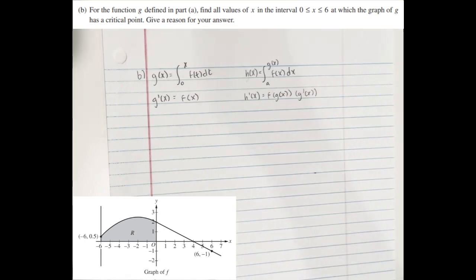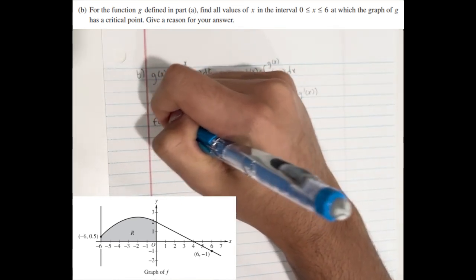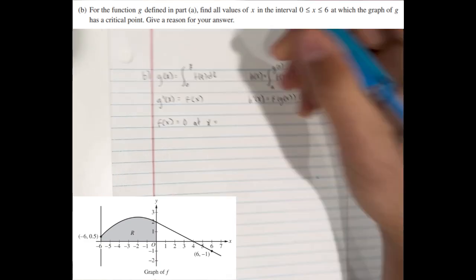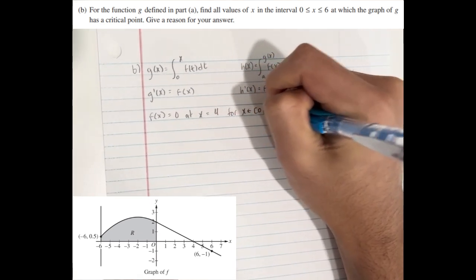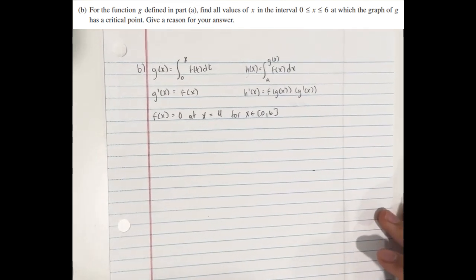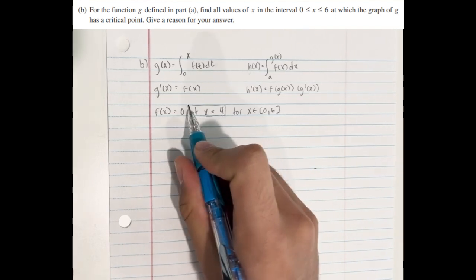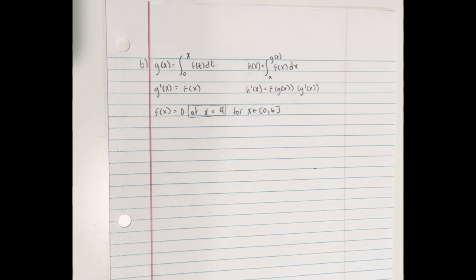And remember that we have a critical point when the derivative is equal to 0 or does not exist. On the interval 0 to 6, f(x) equals 0 at x equals 4. There's nowhere where f does not exist, and f(x) equals 0 at x equals 4, so there's a critical point at x equals 4. That is where g'(x), which is also equal to f(x), equals 0.